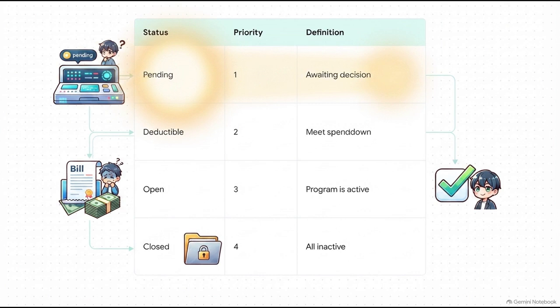Priority 3 is open. Now, because of this logic, your overall account dashboard might flash a giant pending alert if you apply for a new program, like SNAP, even if your existing Medicaid is fully open and active.